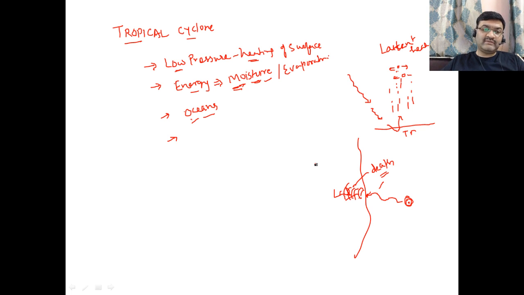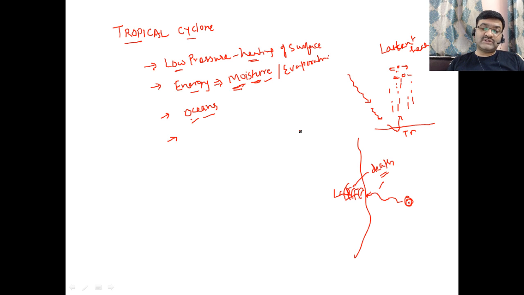Why is it not traveling deep into the interior, or why is a cyclone affecting only the coastal region? Because it is cut off from the moisture. So a tropical cyclone will not be able to affect the deep interiors of the continent. Remember, they are not going to affect the deep interiors of the continent, because they are cut off.